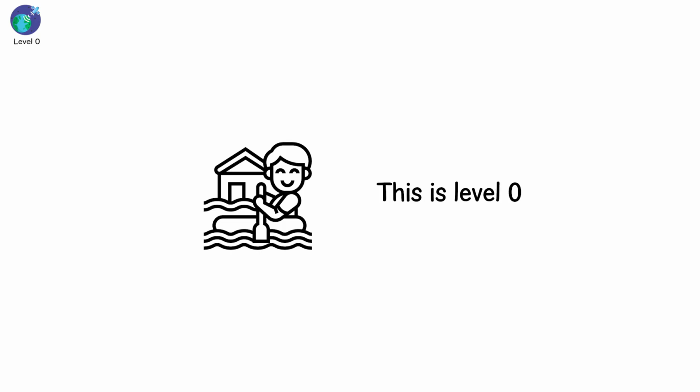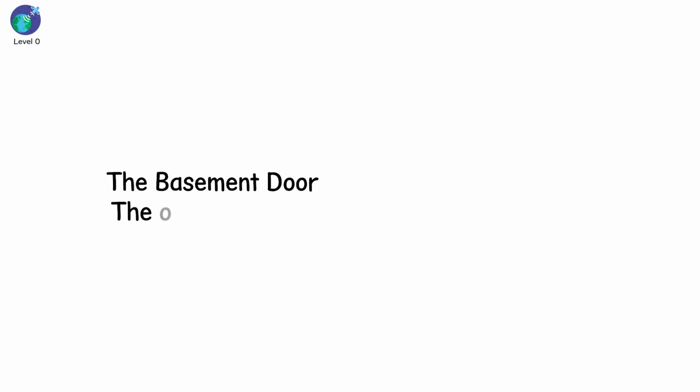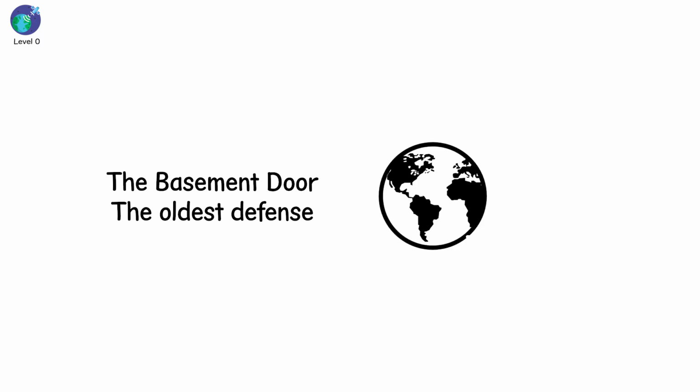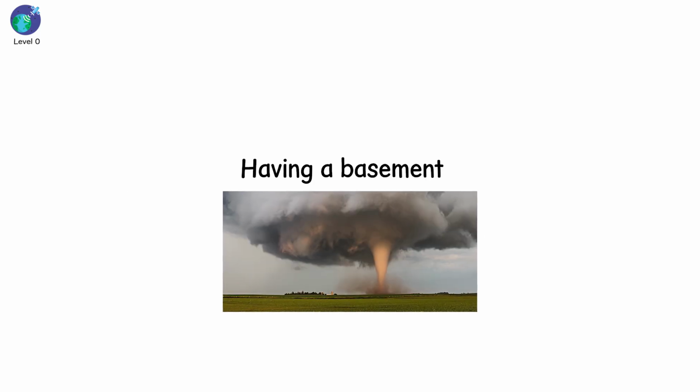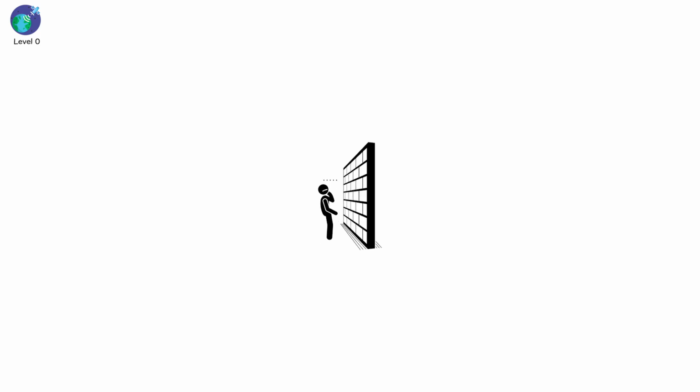This is level zero, the basement door, the oldest defense, dug into the earth itself. If you live in tornado country, having a basement, storm cellar, or reinforced underground space is still one of the most reliable defenses. If you don't have one, identify the innermost room on the lowest floor of your home. No windows, no doors. Sometimes, survival is about picking the one wall that will hold.